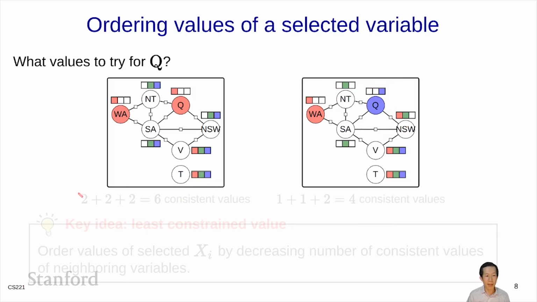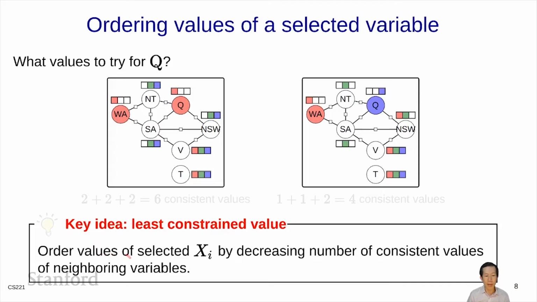So the idea behind this heuristic called least constrained value is I'm going to order the values of the selected Xi by decreasing number of consistent values of neighboring variables. Okay, so what does this mean on this example? So I look at Q, and remember I set this to red tentatively, and I propagate via forward checking to its neighbor. So I wiped out red here. And now I look at the neighbors and say, how many possible consistent values are there? So there are 2 plus 2 plus 2. So that's 6 consistent values.